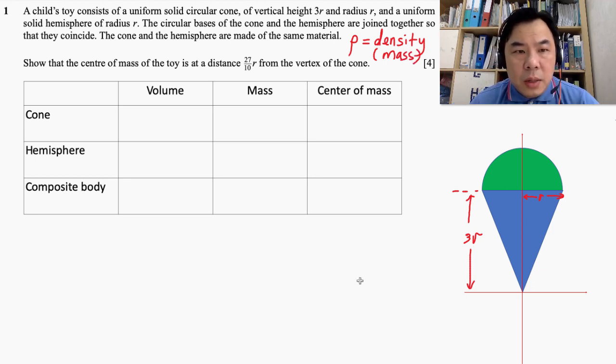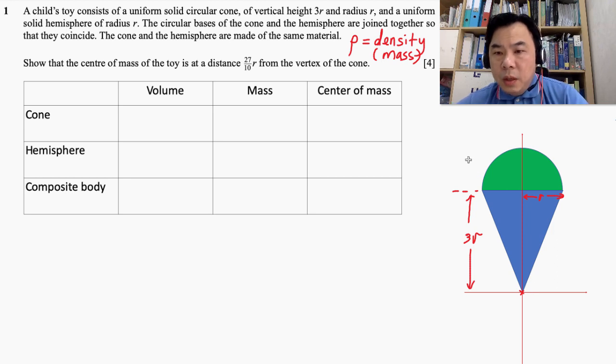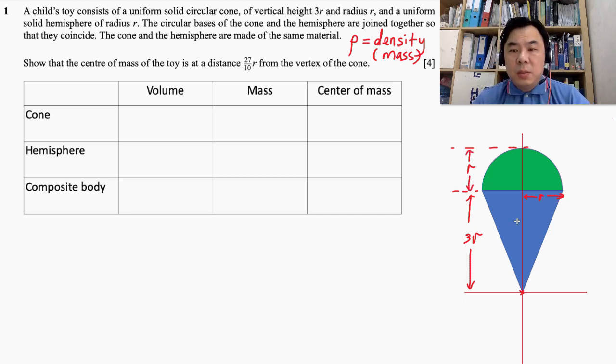Now our task here is very simple: just to show that the center of mass of the toy is at 27/10, which is 2.7r, from the vertex of the cone. So the vertex of the cone would be somewhere here. There's one more label I need to make just to make sure we are clear. The height of this hemisphere would also be r. I hope that is clear at this point.